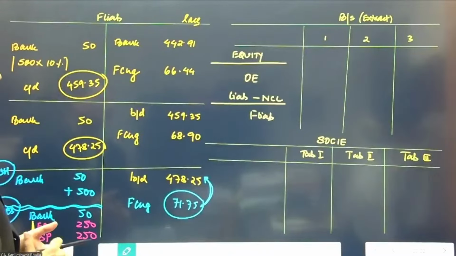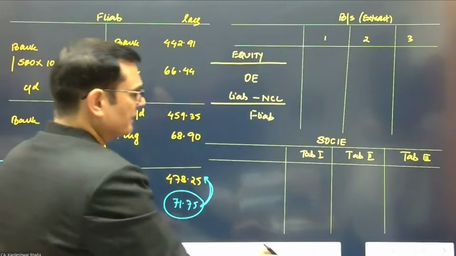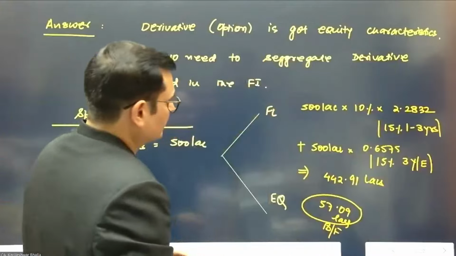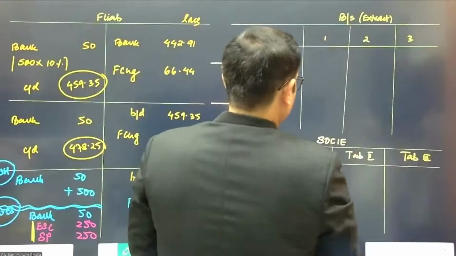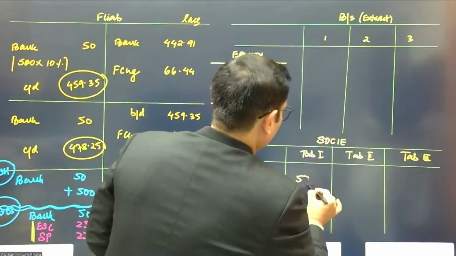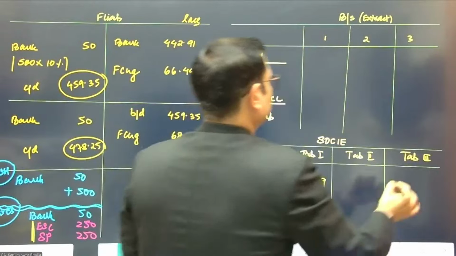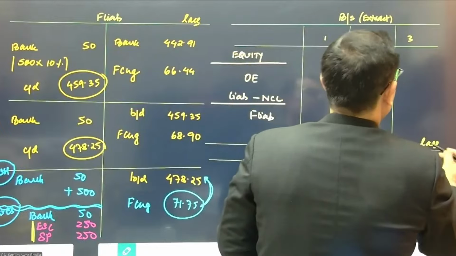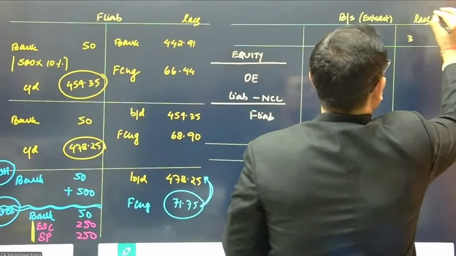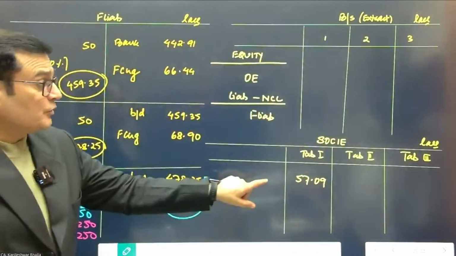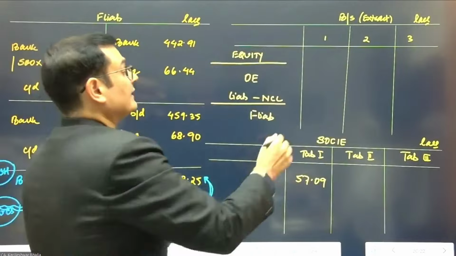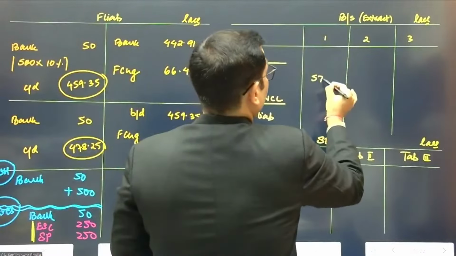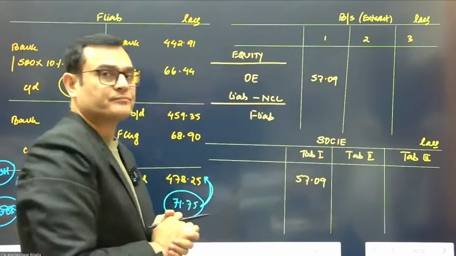Okay, now let's have a look in terms of the equity component. So what was the equity component? The equity component was 57.09. So this goes in the tab number 1, 57.09. This is all in lakhs. We're going to put the figures in lakhs. So the equity component enters out here 57.09, and that also appears in the balance sheet 57.09.